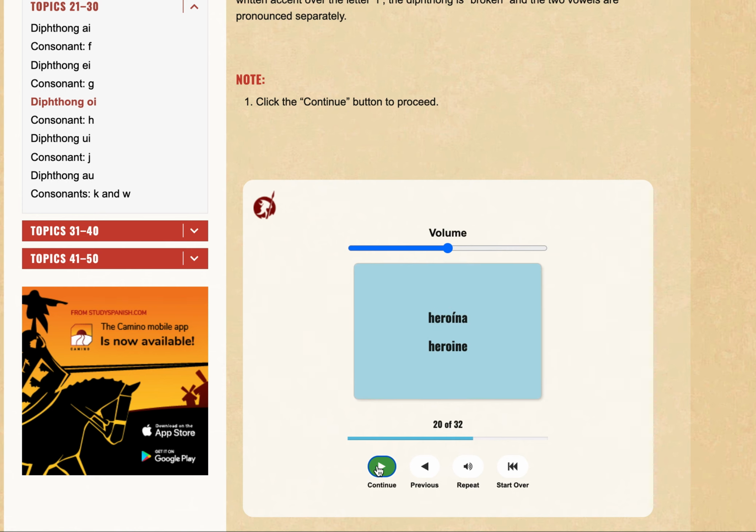Heroína. Notice that they're not pronouncing the H. It appears to be silent. So it's more like heroína.